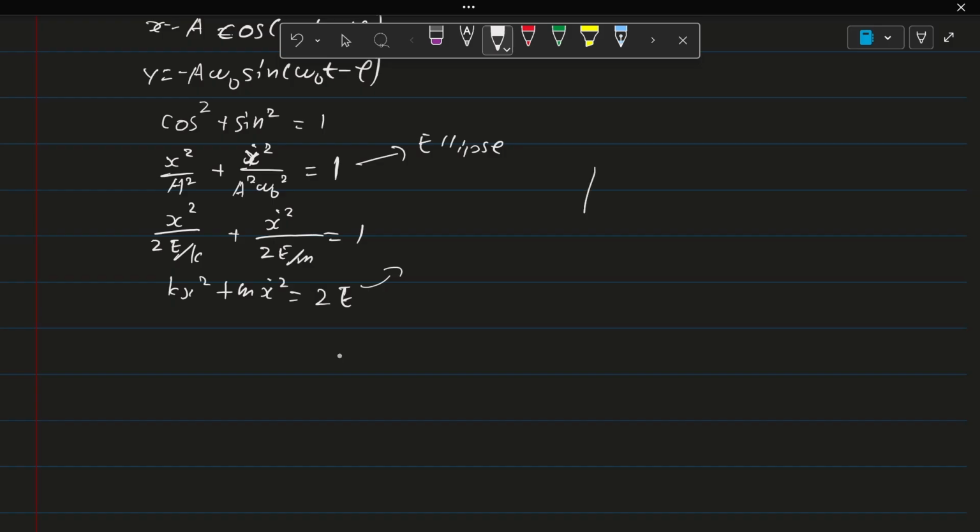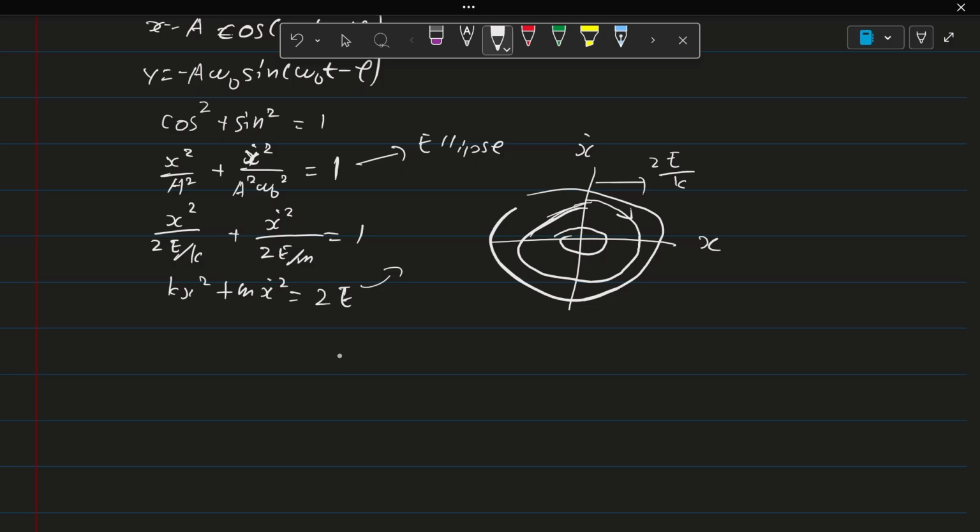And so if you actually draw it, if this is the x and this is the x dot, or the velocity, you would get that this ellipse would go something like this. So the direction is going clockwise instead of counterclockwise. And this will be denoted by a certain energy. So the length in the x direction would correspond to 2E over k. And so you could have something with lower energy, like so, or something with higher energy, like so. But they couldn't cross each other, otherwise it would be changing energy.